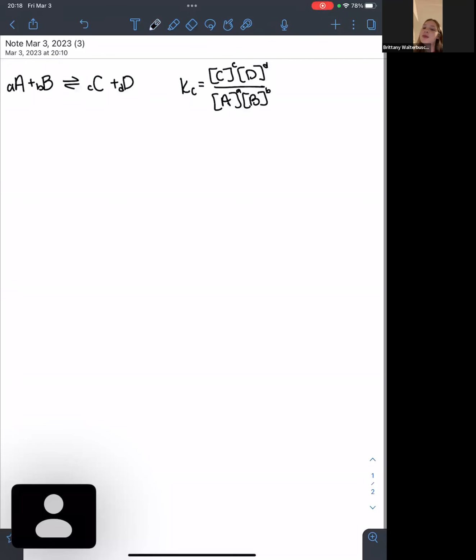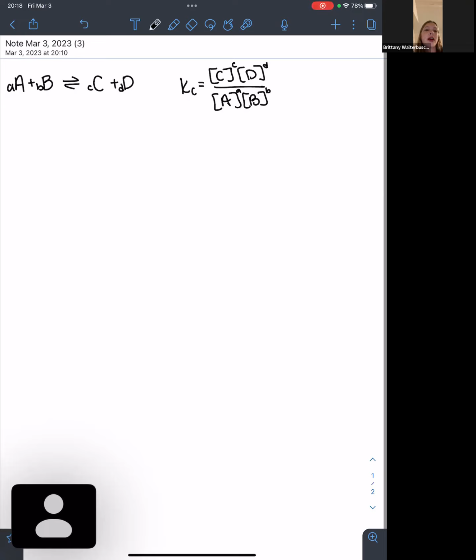Hi everyone, my name is Brittany and I am going to be showing you all today what our equilibrium constant K is and what the reaction quotient, which is represented by Q, is, and what that all entails.